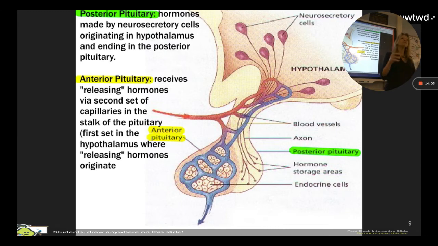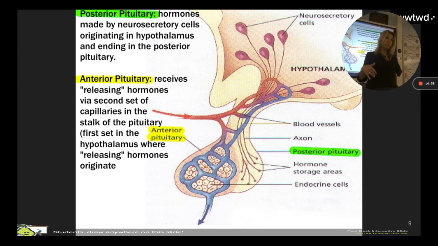Who makes the hormones of the posterior pituitary? The hypothalamus does, and stores them there. Who tells the posterior pituitary when to secrete its hormones? Hypothalamus tells it, right? Who makes the hormones of the anterior pituitary? Anterior pituitary. Who tells it when to secrete them? The hypothalamus, by giving it releasing hormones. Then what comes out of the anterior pituitary are stimulating hormones. They're two different hormones, okay?